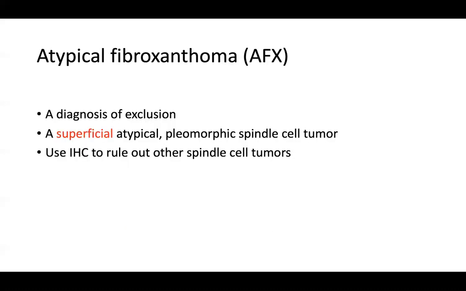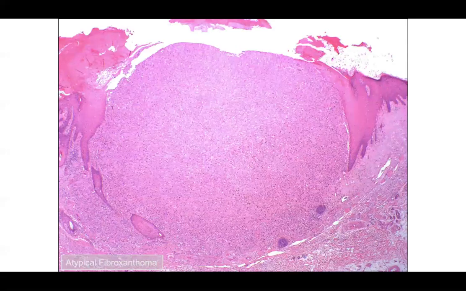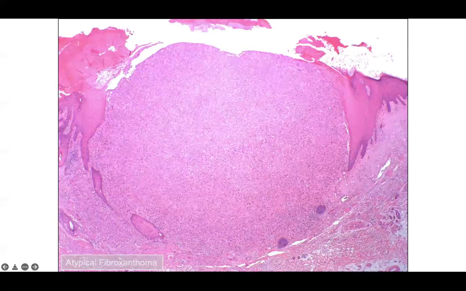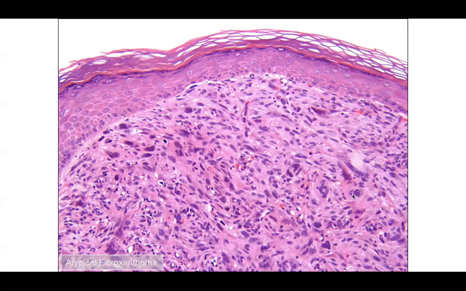And atypical fibroxanthoma is a diagnosis of exclusion clinically and histologically. So we really have to exclude everything else before we can call it. It's an atypical pleomorphic spindle cell tumor. It has broad nodular-like growth. It has an ulceration on top. When you go in higher power, you're going to see very atypical cells. It's highly dense, highly pleomorphic, with scattered mitotic figures.